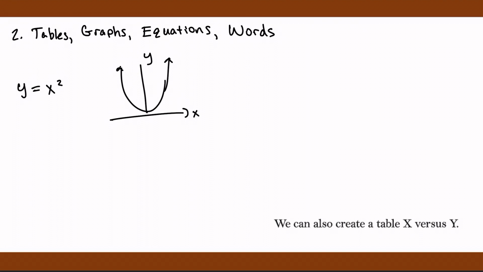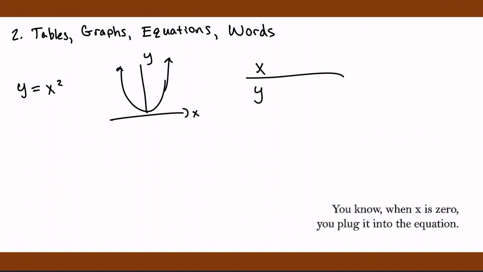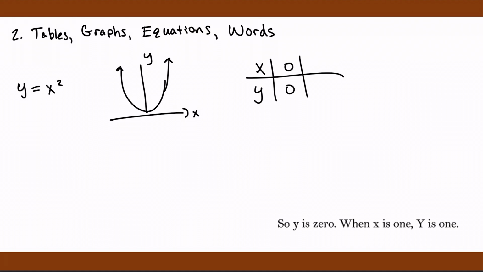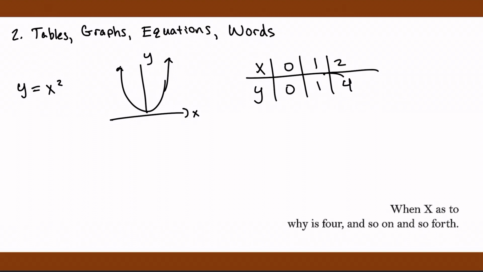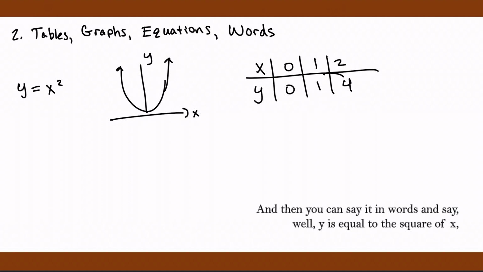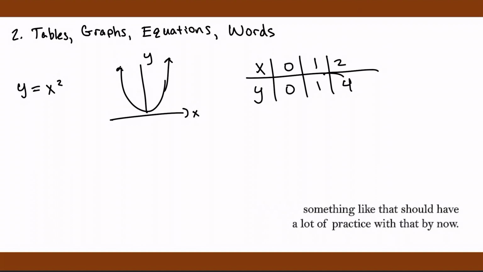We can also create a table, x versus y. When x is 0, you plug it into the equation, so y is 0. When x is 1, y is 1. When x is 2, y is 4, and so on and so forth. And then you can say it in words and say, well, y is equal to the square of x, something like that. You should have a lot of practice with that by now.